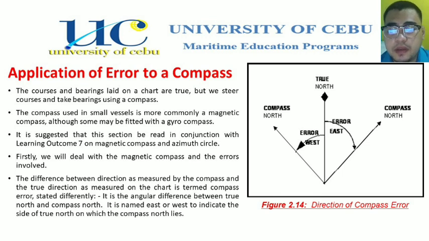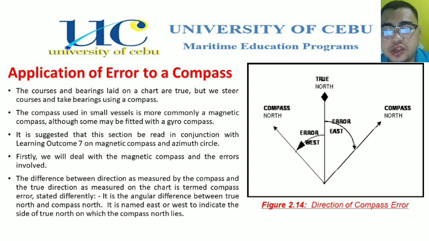The first topic is application of error to a compass. The courses and bearings laid on the charts are true, but we steer courses and take bearings using a compass. The compass used in small vessels is more commonly a magnetic compass, although some may be fitted with a gyro compass. It is suggested that this section be read in conjunction with learning outcome 7 on magnetic compass and azimuth circle. Firstly, we will deal with the magnetic compass and the errors involved.